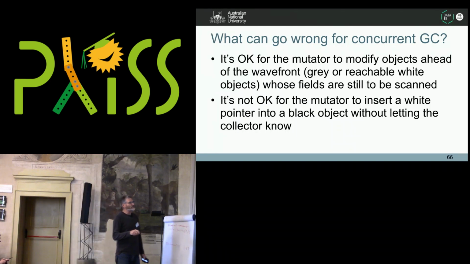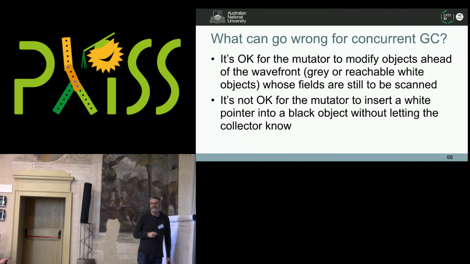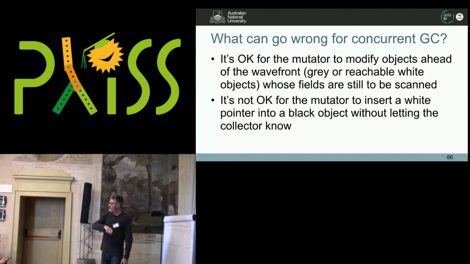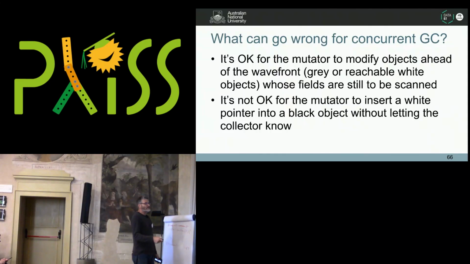It's okay for us to make changes to objects ahead of the wavefront, that is, to gray or reachable white objects, because we know that the collector is eventually going to get to them and see that update. But it's not okay for the mutator to go into the objects that are behind the collector wavefront and do things like inserting a reference to a white object into a black object, because it's going to break the invariant that black objects only ever have references to non-white objects. At least not without letting the collector know in some way.